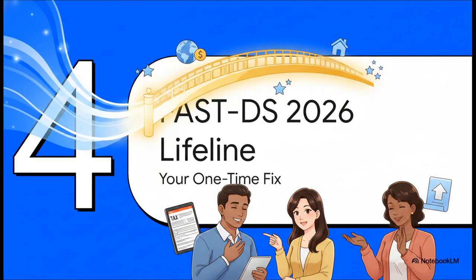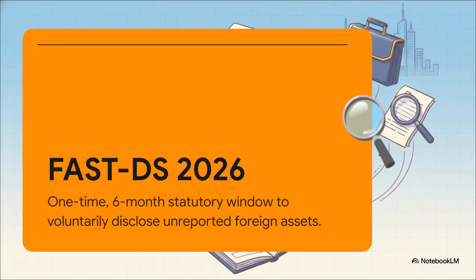Let's talk about the FASTDS 2026 Lifeline. Newly introduced in Budget 2026, FASTDS stands for the Foreign Assets of Small Taxpayers Disclosure Scheme. It's basically a strictly limited, one-time, 6-month statutory amnesty window. It lets you voluntarily disclose your unreported foreign assets without facing those catastrophic consequences we just talked about.